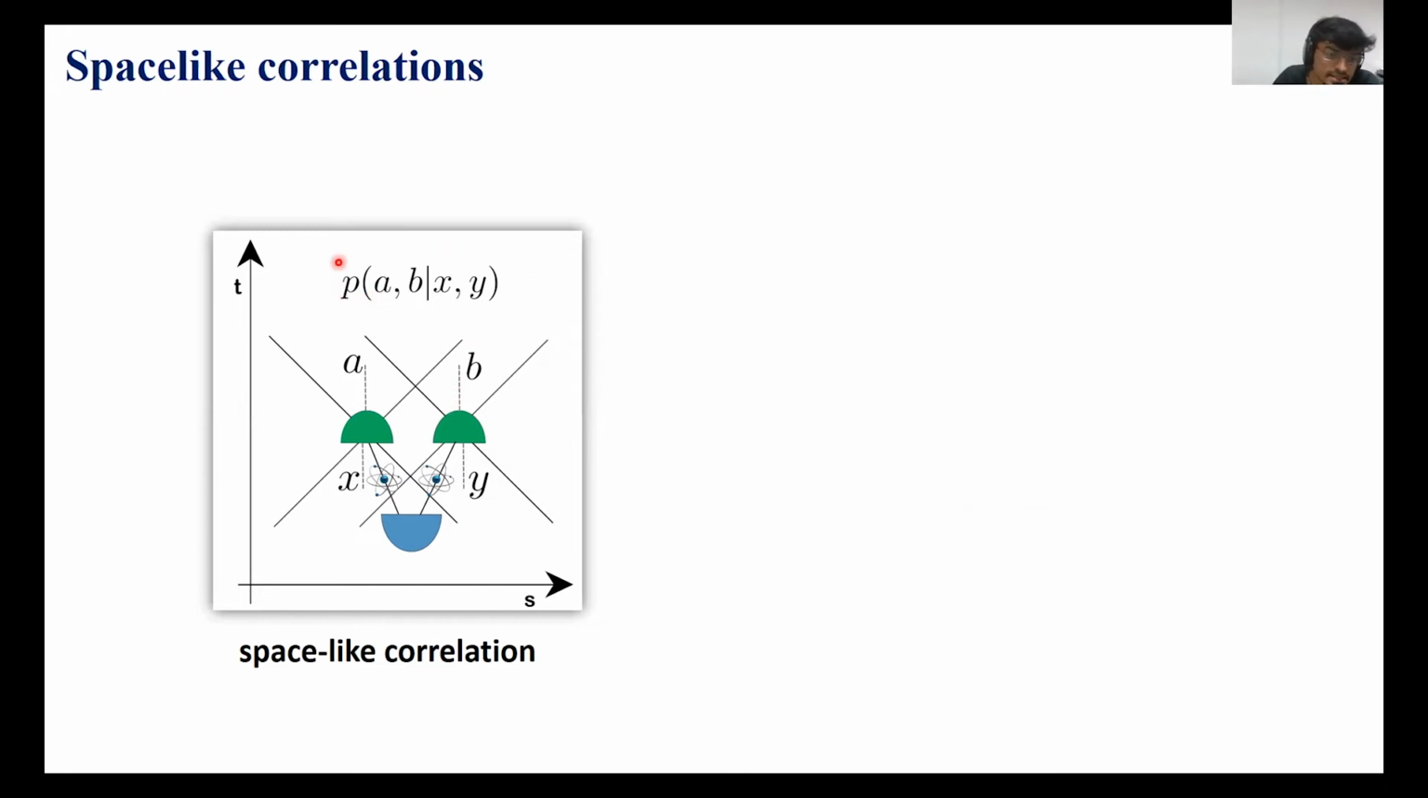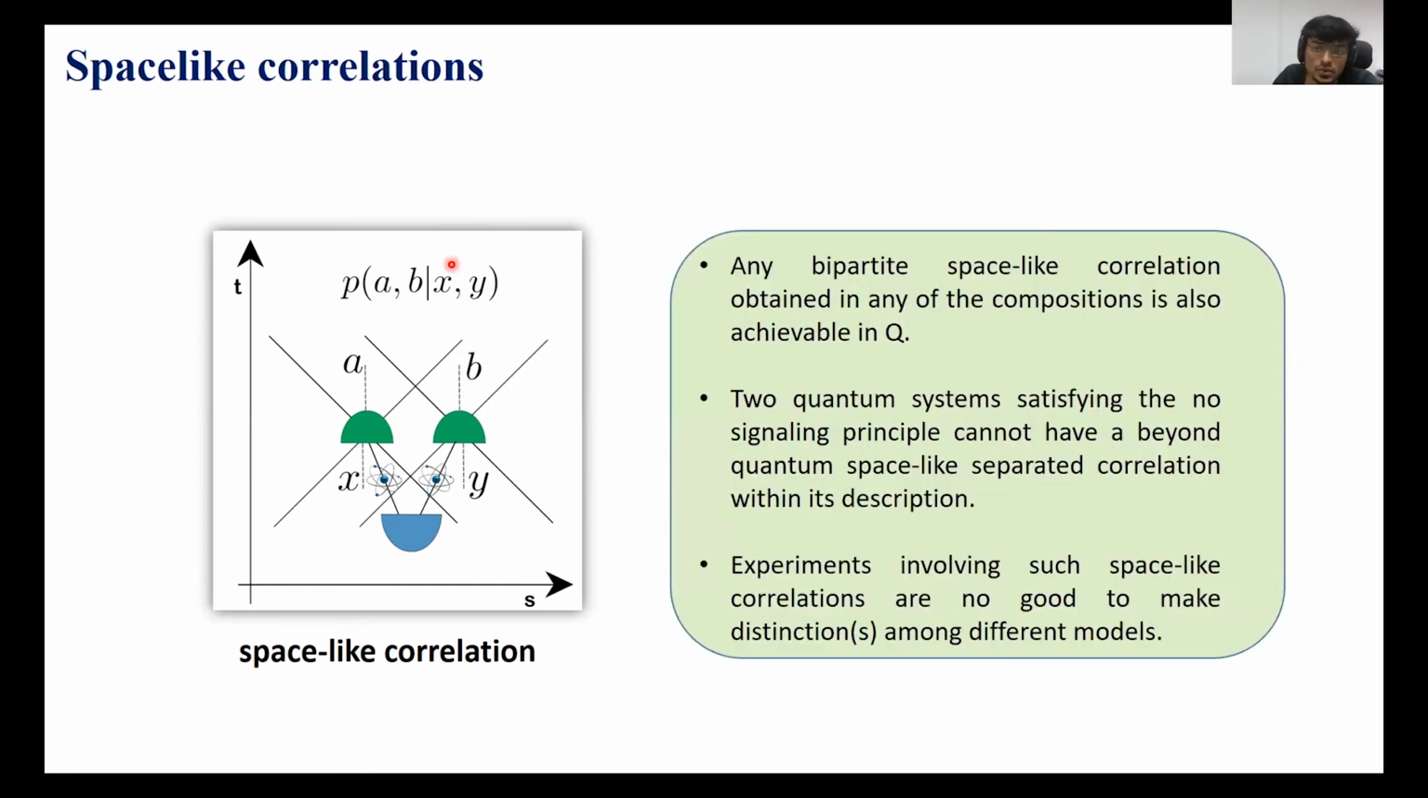And we generate this P(AB|XY), which are known as space-like correlations. What this result actually showed is that any bipartite space-like correlation obtained in any of the compositions is achievable in quantum. So if your system satisfies the no-signaling conditions, then beyond quantum space-like separated correlations, we cannot see. Everything that we see is available in quantum. So these space-like correlation experiments won't actually help us make some distinction.